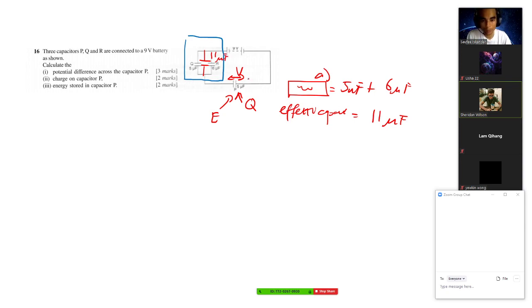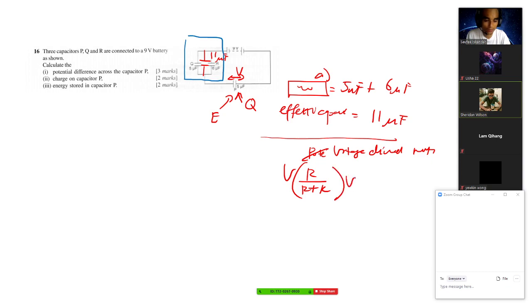So how much potential across P? Okay, so we can use what we call the potential, no, voltage divider method, right? Where you have V times R over R plus R times V back, right? Remember this general formula: V equals R over R plus R times V.